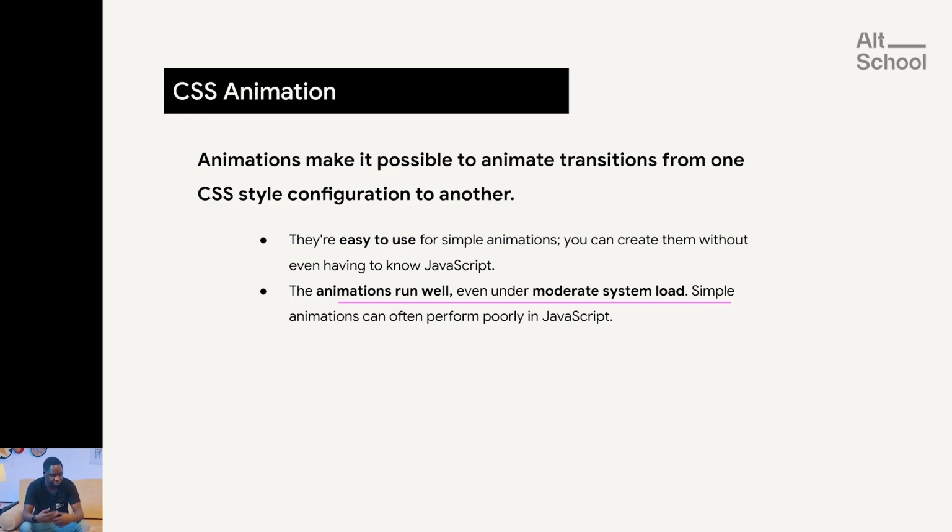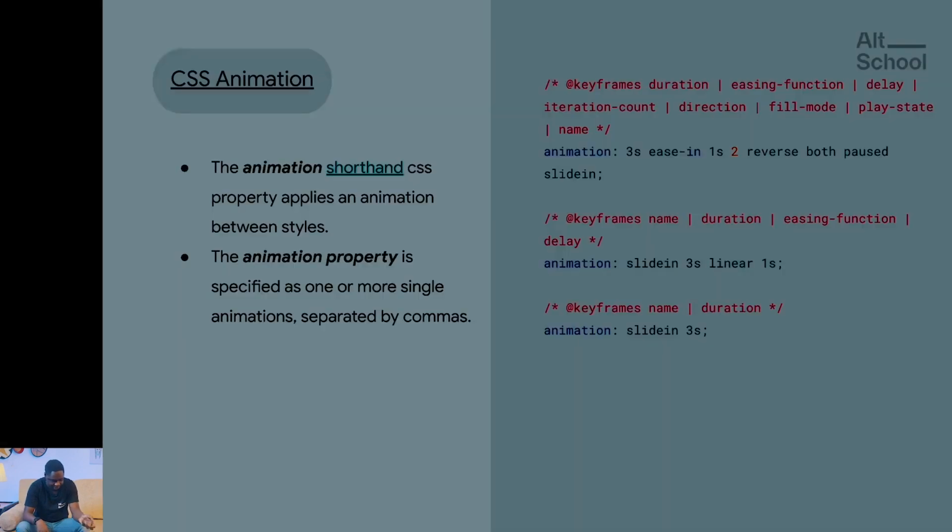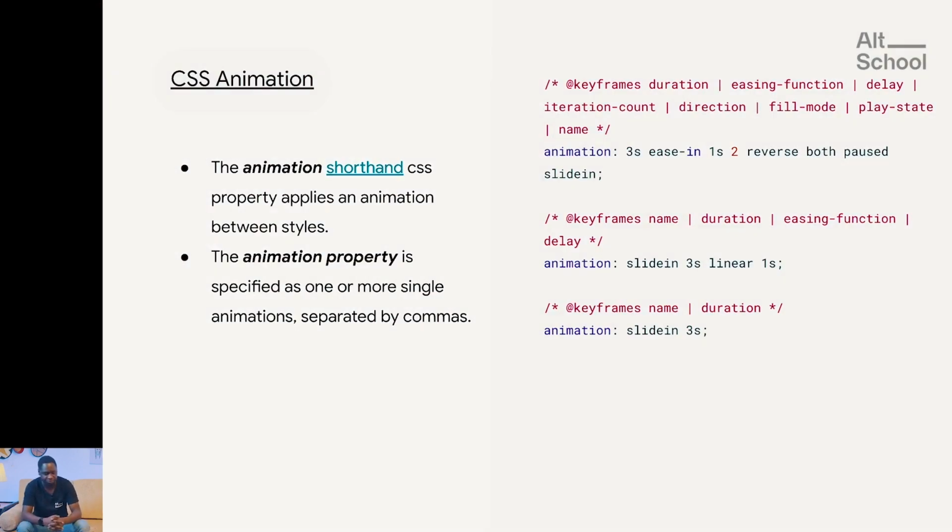But CSS animations run well even under multiple system load, and simple animation can often perform very poorly in JavaScript. But we'll learn more about that later. Let's just focus on animation with CSS and how you can actually achieve that. So we have the animation shorthand property that applies animation between styles, and the animation property is specified as one or more single animations separated by commas.